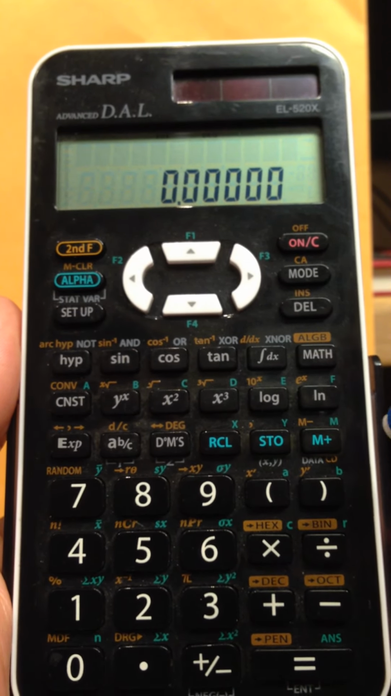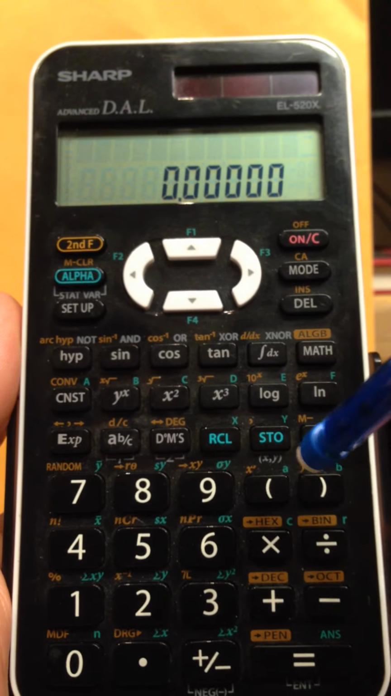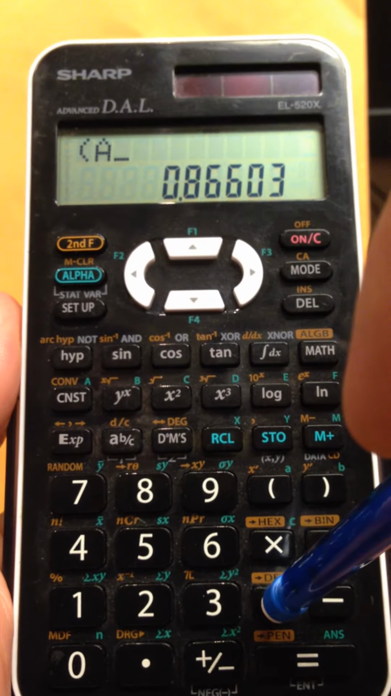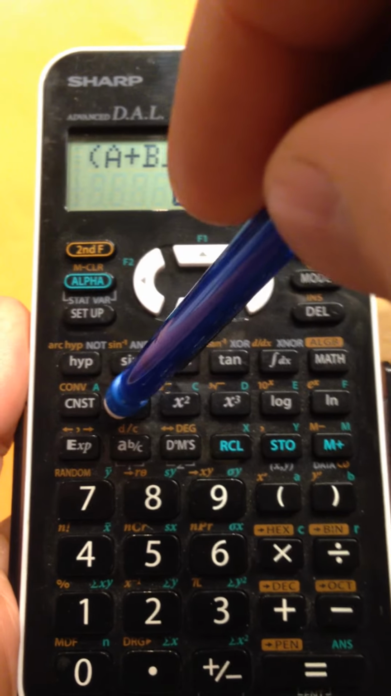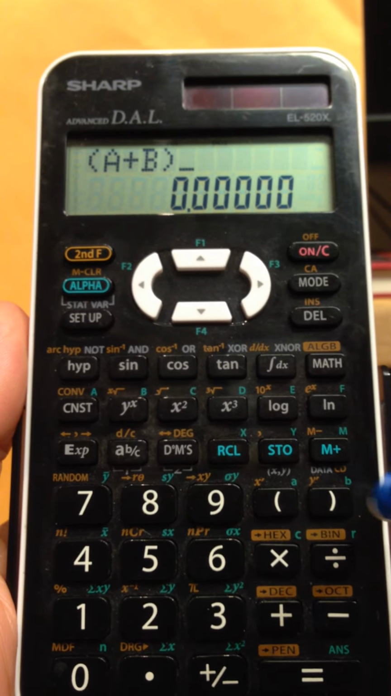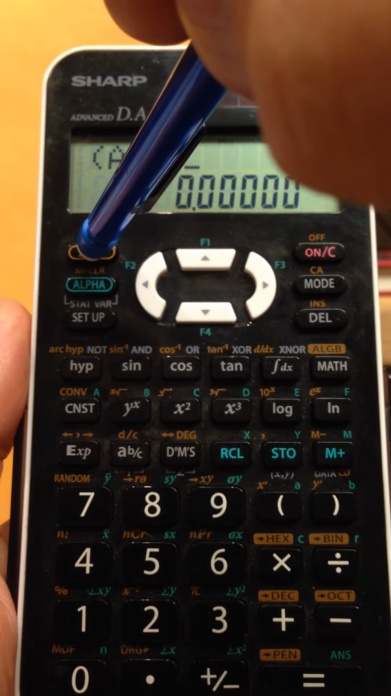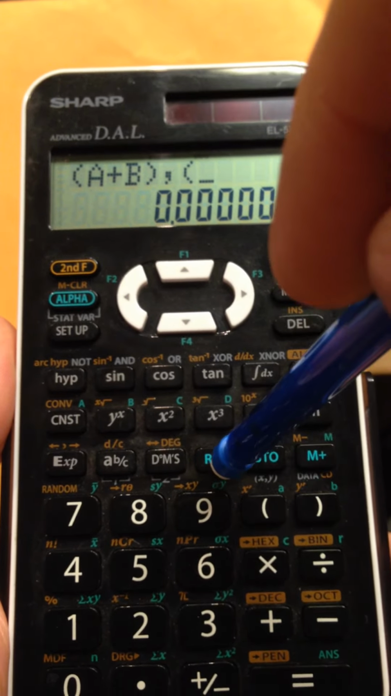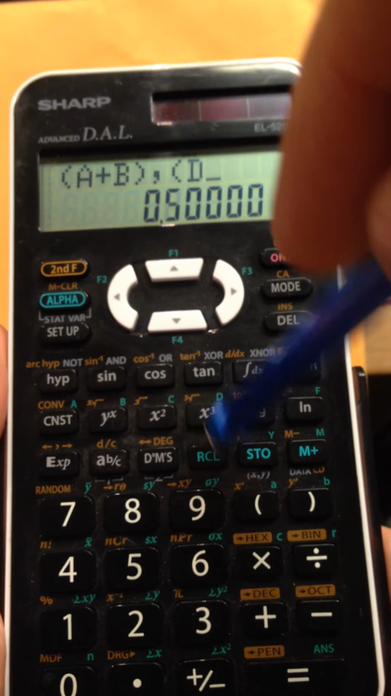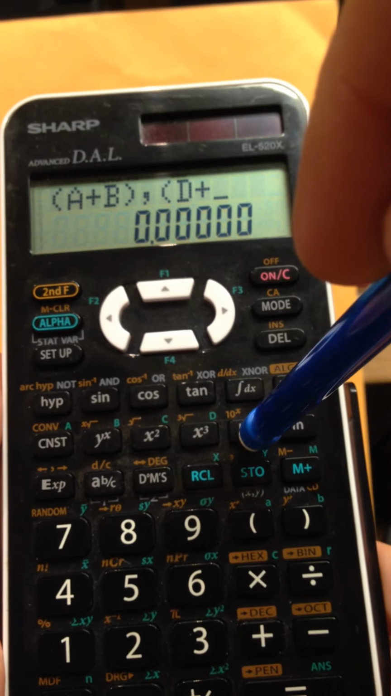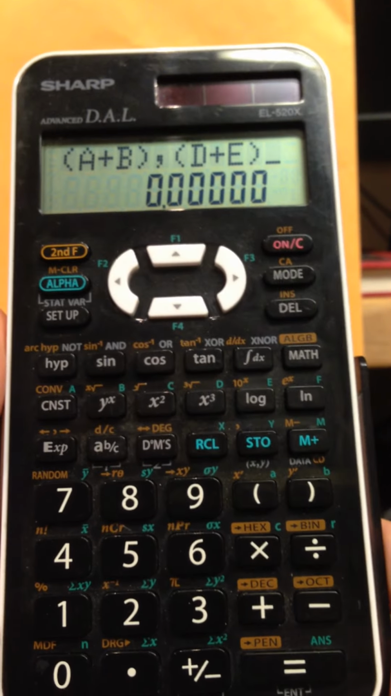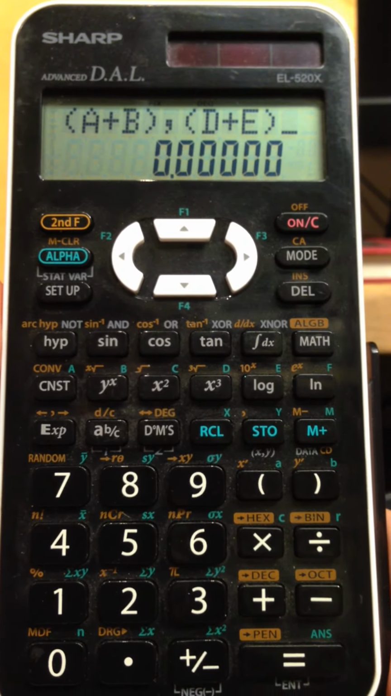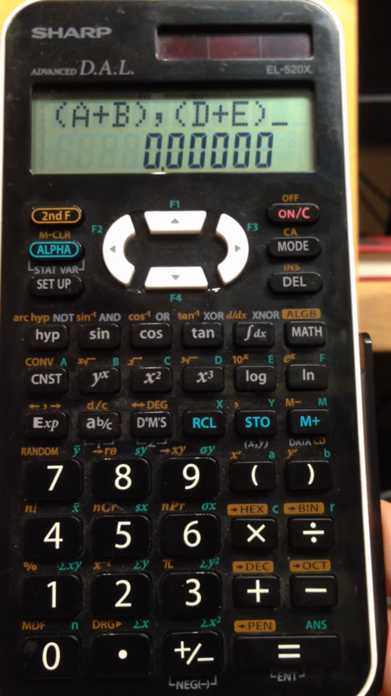Now I'm going to put those together to find out my polar. So I'm going to put a bracket, recall A plus recall B, another bracket. So that's my x components added together. Our little comma, another bracket, recall D plus recall E, another bracket. So there I have my two stored x's added together and my two stored y's.